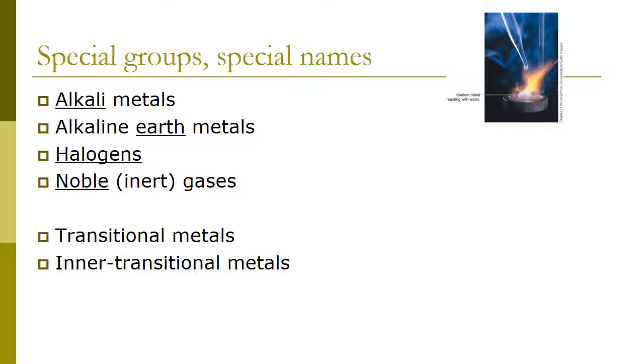So let's look at some of these special groups, special names. The first one we want to look at are the alkali metals. Okay, in your mind, what does metals make you think of? It's going to be something that's a solid. It's probably going to be hard. It's going to have maybe a silver color. It's going to be lustrous, meaning it's very shiny.